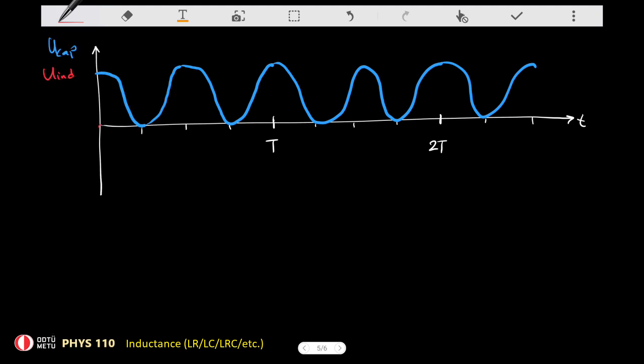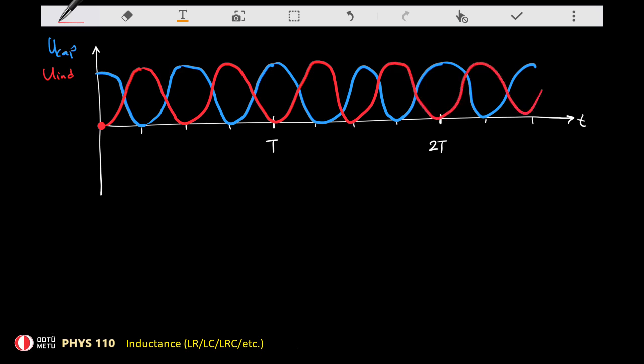So in that case, the inductor starts with 0 energy. Initially, there is no current. At this point where we have a quarter of the period, the inductor's energy becomes maximum, where the current is maximum. And then, of course, it becomes 0 again, and so on. So if one of them is maximum, then the other one is a minimum, and so on. So we have a graph like that.